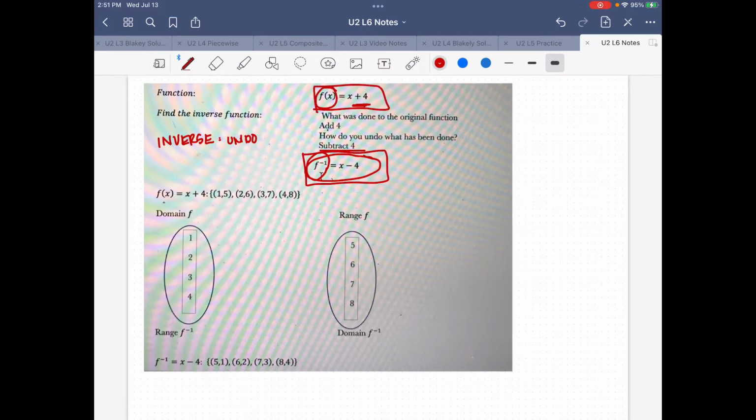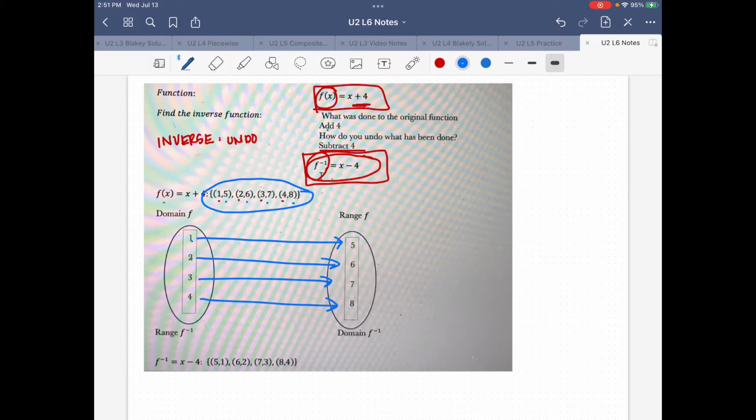So we were looking at the domain of 1, 2, 3, and 4. And when we entered those into our original function, we got a range of 5, 6, 7, and 8, and we came up with these ordered pairs. So in my original function, 1 goes with 5, 2 goes with 6, 3 goes with 7, and 4 goes with 8. But in my inverse function, we flip the ordered pairs so that my x values become the y values and the y values become the x values.